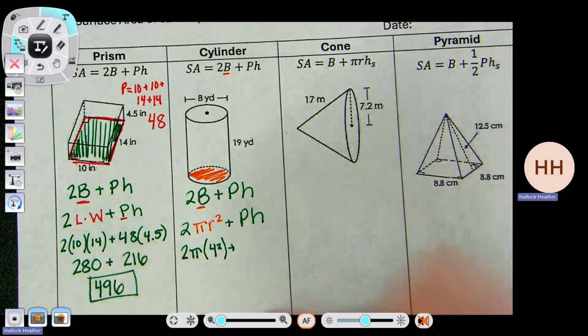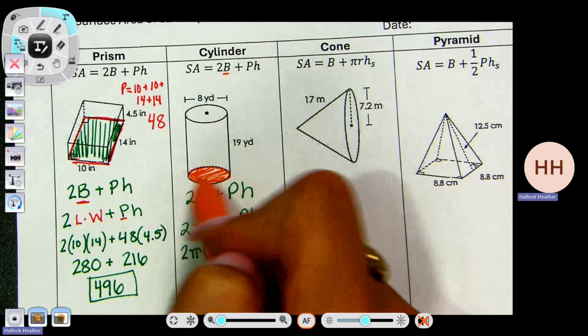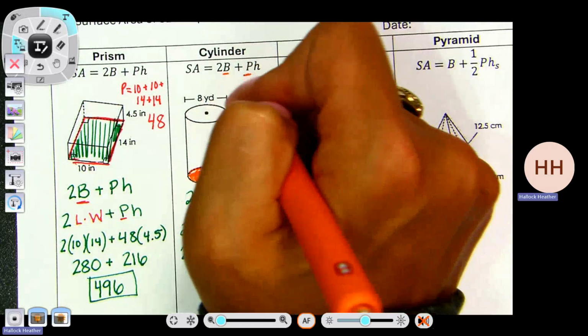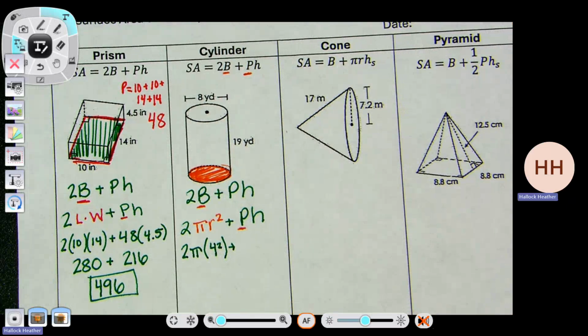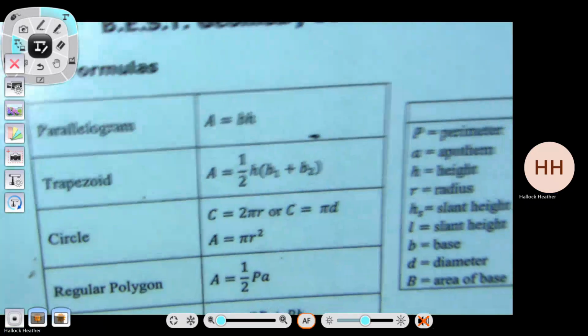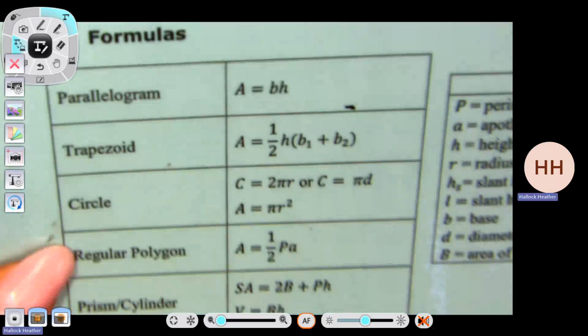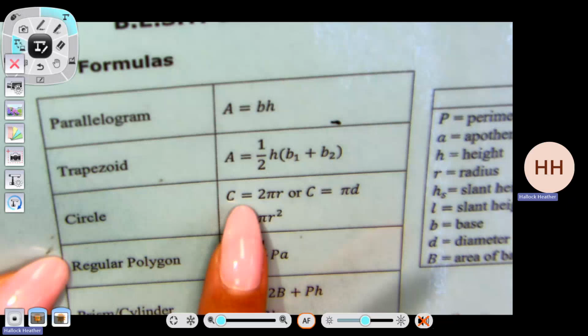Now I have to find the perimeter of a circle. Does anybody know how to find the perimeter of a circle? No. Look at your formula sheet. Where do you find it? Look at your circle. We have area, and then we have circumference.